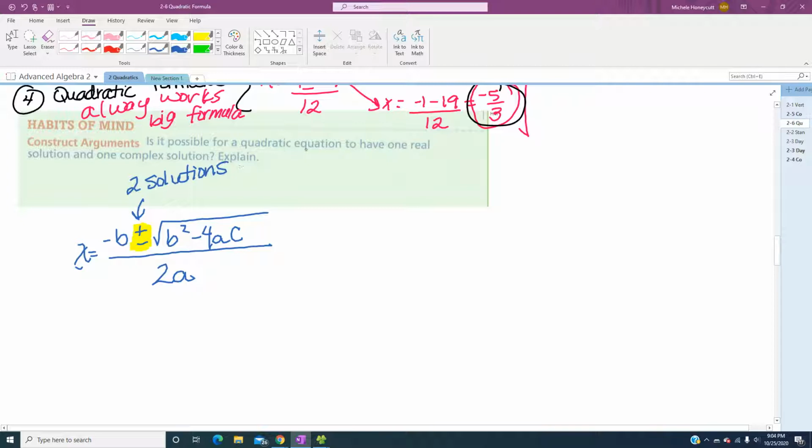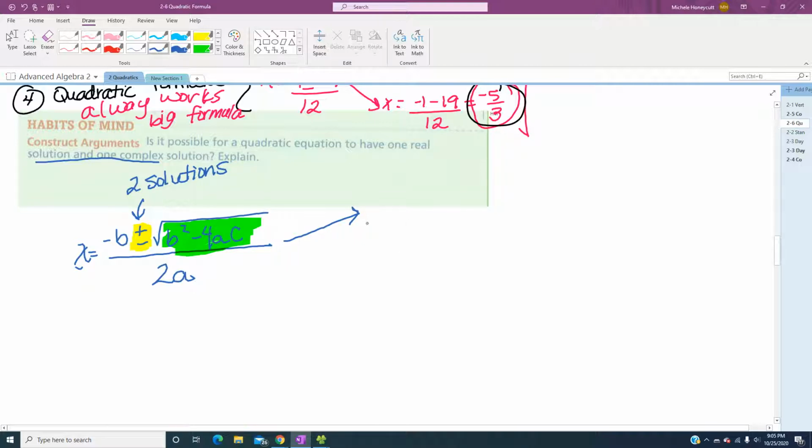Then it says, is it possible for the quadratic equation to have one real solution and one complex solution? That meaning one real number and one imaginary number as our answers? Well, let's look. In the quadratic formula, we have an expression under the square root. So let's think of the types of numbers that could be under a square root. And there's actually three kinds. So I'm just going to look at just the square root part.